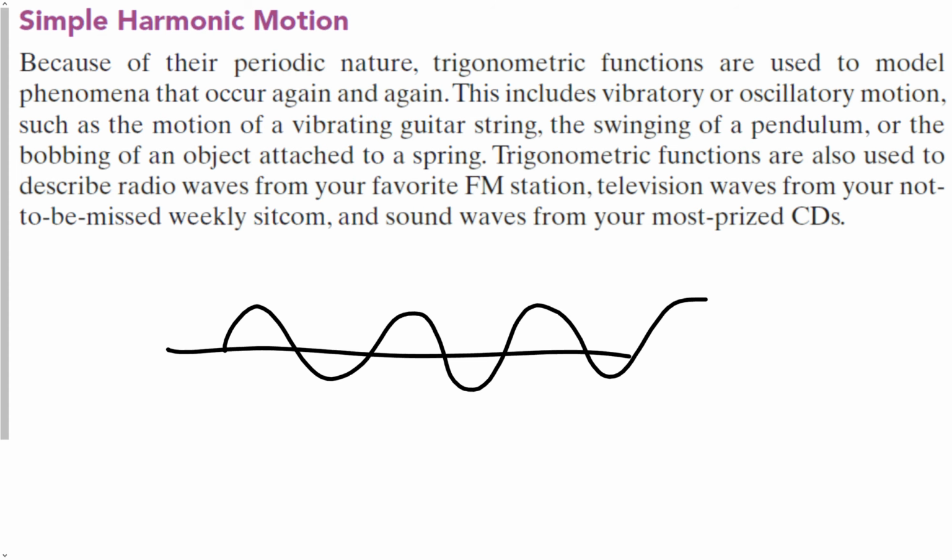The swinging of a pendulum, the bobbing of an object on a spring, and trigonometric functions are also used to describe radio waves from your favorite FM station. FM stands for frequency modulated. That means we're just going to change the frequency to get to different radio stations. AM means amplitude modulated. With frequency, we're going to change the period of my function. For AM radio stations, we just change the power. We change the height of the carrier wave, right? And your radio is able to tune into them, if anybody used a radio anymore.